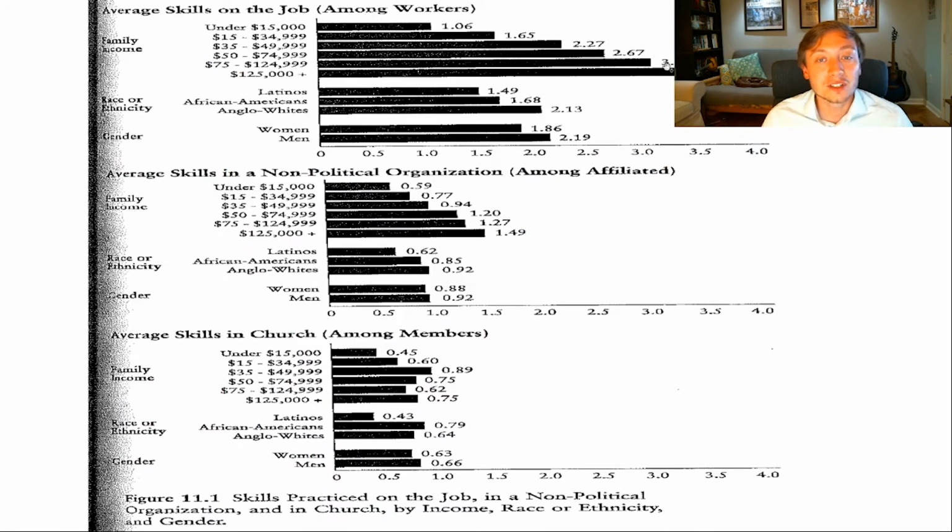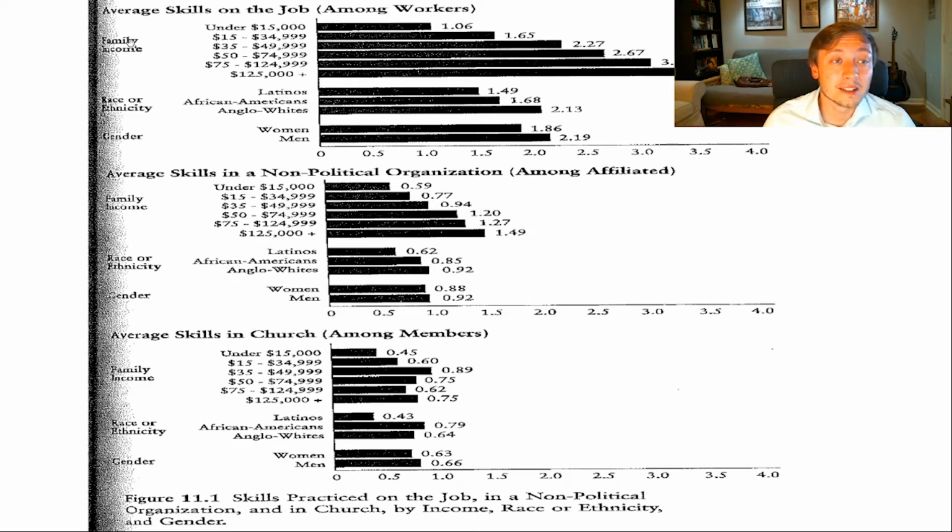So here's a very stretched little screen grab of one of VBS's famous graphics. You can see they've got this scale that they've constructed of civic skills practiced. At the highest level, it means you're practicing all kinds of civic skills, like you're learning how to express yourself politically, write letters, do the stuff that you need to be able to do this higher order set of voting and political behaviors.